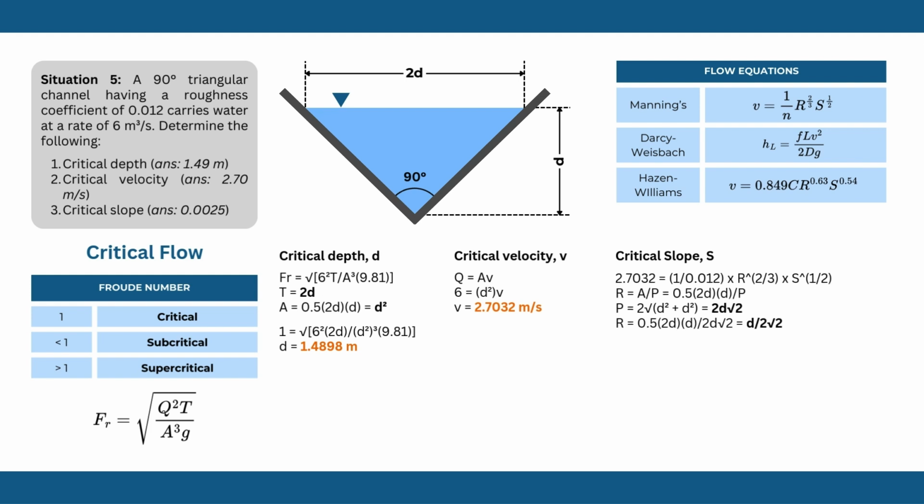Now that S is the only remaining unknown, finally we are able to answer our last question, which has a slope value of 0.0025. So that's it. Our situation is finally solved.